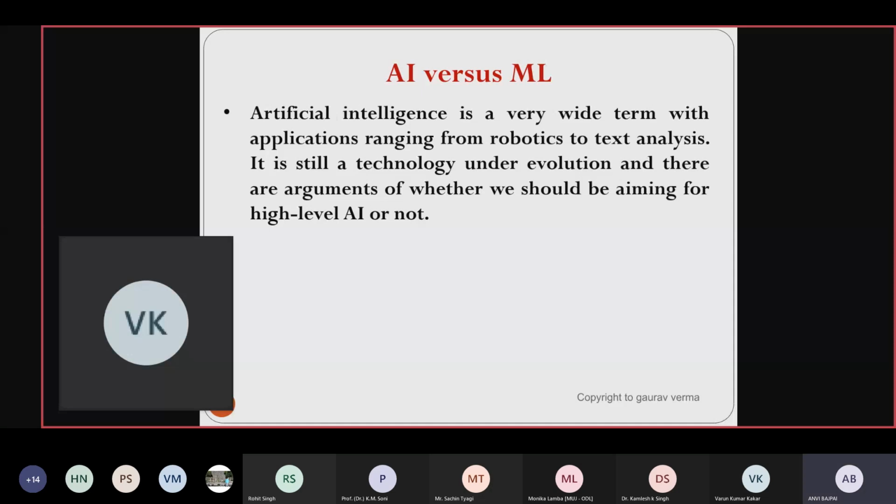What is AI? AI says that when all these different subsets of machine learning, developed for different applications, are combined together for one particular task, there we can say it is AI, complete AI. It is still a technology under evolution, and there are arguments about whether we should be aiming for high level AI or not. So basically AI is a wider term which comprises lots of other machine learning subsets. That's why it is written robotics, whether we are working on the robotics part or something else.